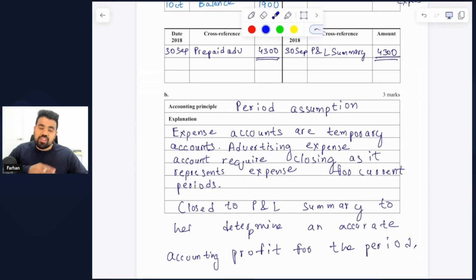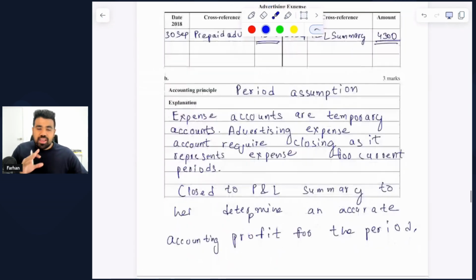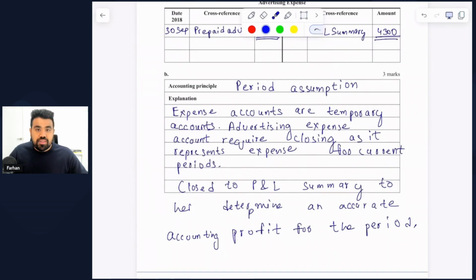If you think of expense accounts, as we have already discussed, they're temporary accounts. This means the expense account needs to be closed before we start the next period. We close this to the profit and loss summary, which helps us accurately determine the correct accounting profit for the period. So it is a similar concept to accrual basis. Even if you used accrual basis in the exam, you would still get full marks as long as you're able to justify your explanation properly.